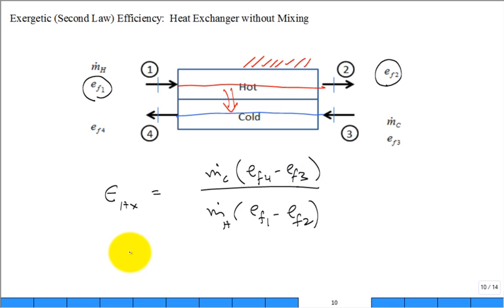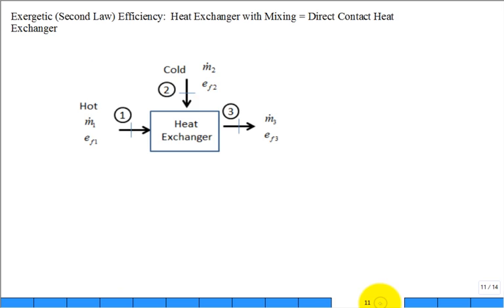This would be a counterflow heat exchanger where the fluid streams are not mixing. There's one other heat exchanger where they mix. Notice that the hot comes in and the cold comes in, so the hot gets warm and goes out warm, and the cold goes out warm. They come out at the same temperature.